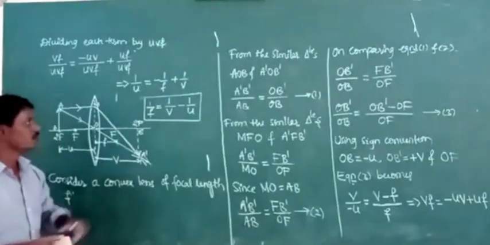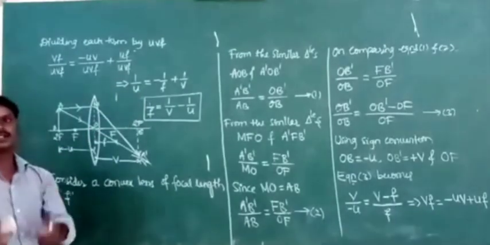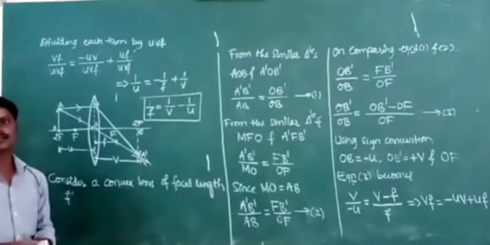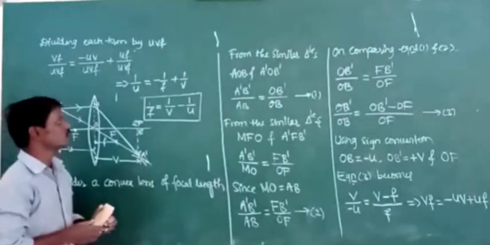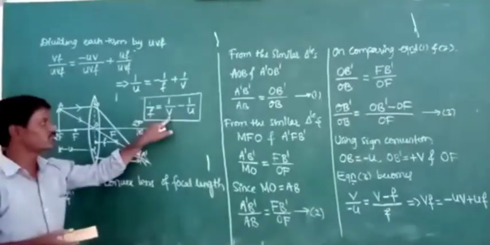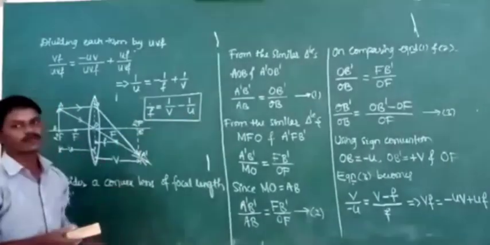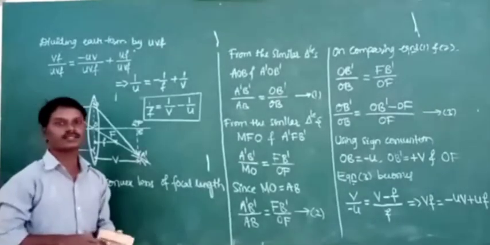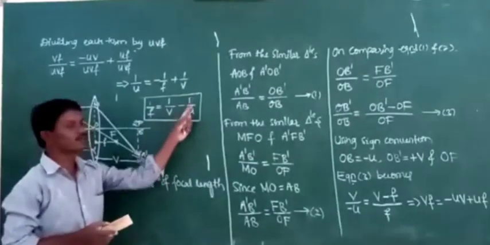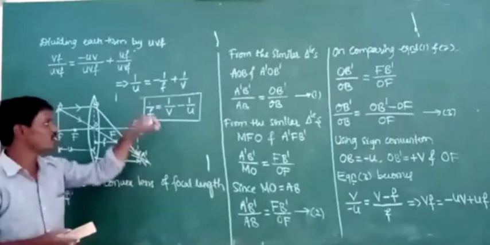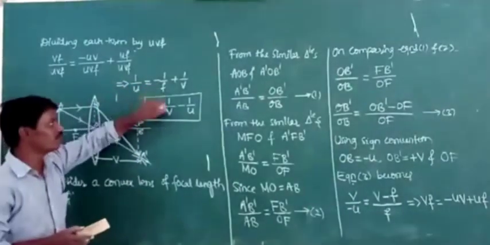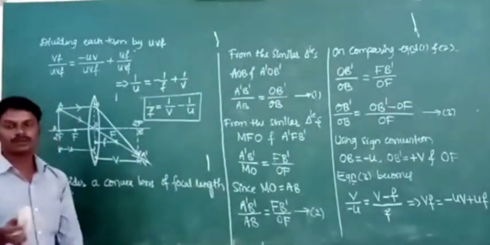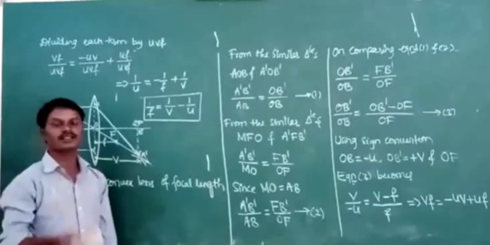Okay. So by using this lens formula, we are going to derive the lens maker's formula. And what is V here? V is image distance, U is object distance, and F is focal length. But in case of mirror equation, it is 1 by V plus 1 by U. But in case of lens formula, it is 1 by F is equal to 1 by V minus 1 by U. Don't confuse the mirror equation and the lens formula.